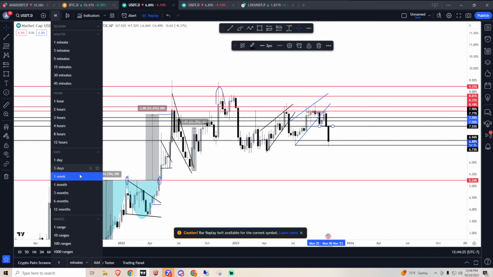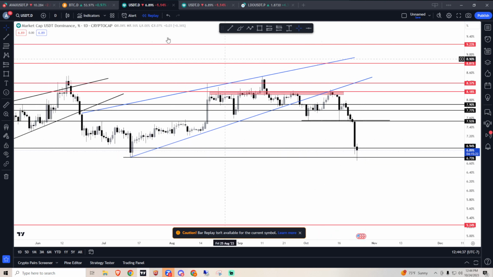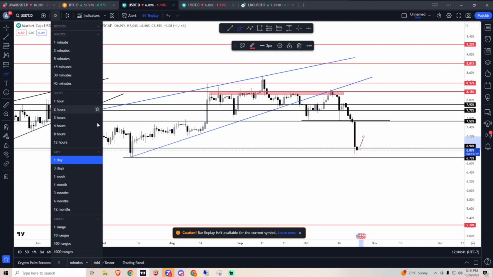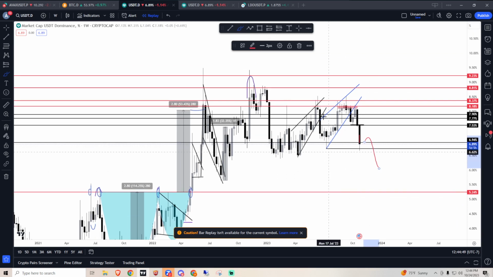Now we may have an SFP on the daily. If we close like this, we should get some type of relief on USDT dominance, meaning it's inversely correlated to crypto. Crypto should continue to go down. But the SFP could probably go to like here, and the weekly can still continue to grind down. Okay? Doesn't mean the weekly is going to close at SFP.